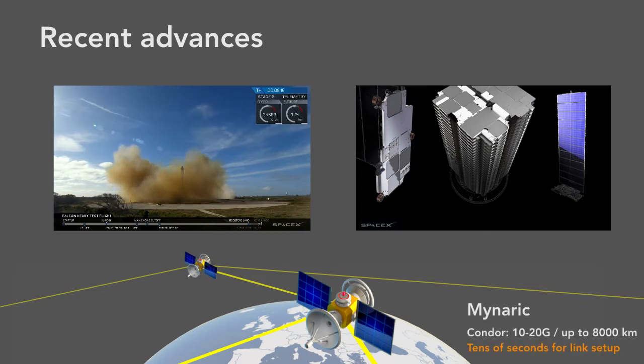Products offering laser intersatellite connectivity at 10 to 20G at distances up to 8,000 kilometers are already available. One caveat is that it takes a few seconds to tens of seconds to establish these laser ISLs. This will later be important when we discuss the various design challenges.